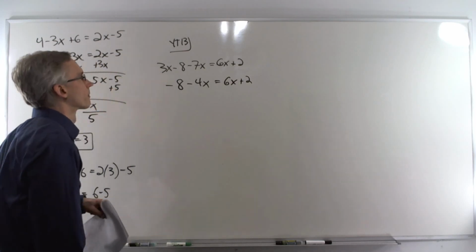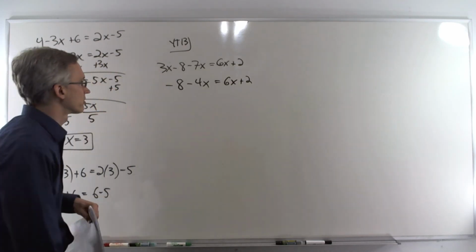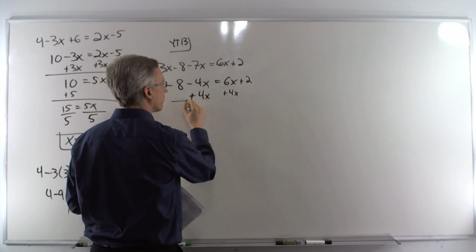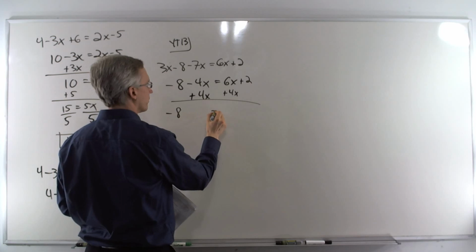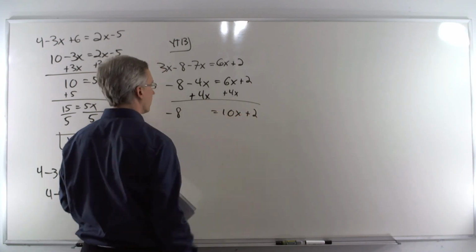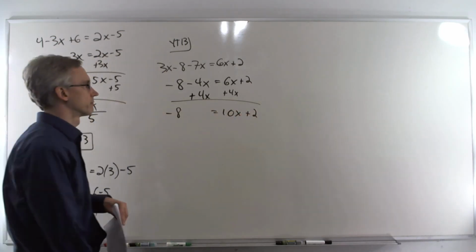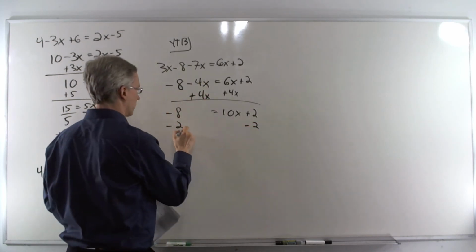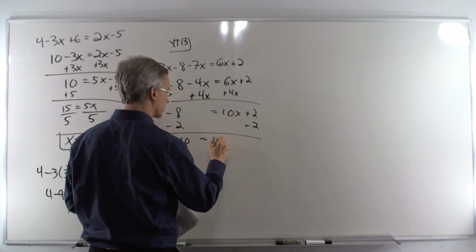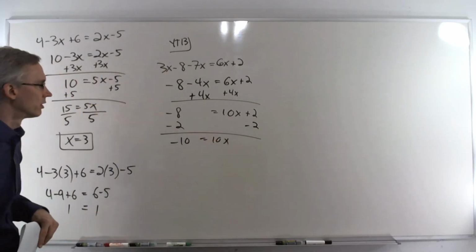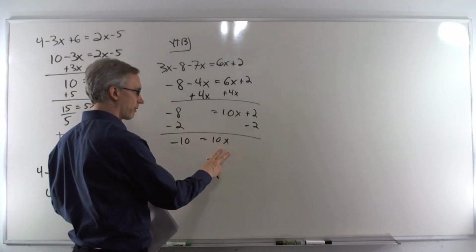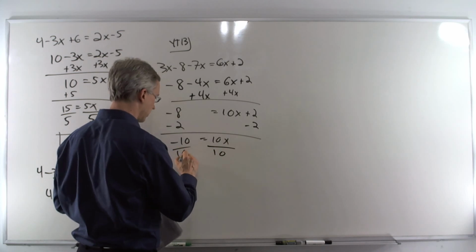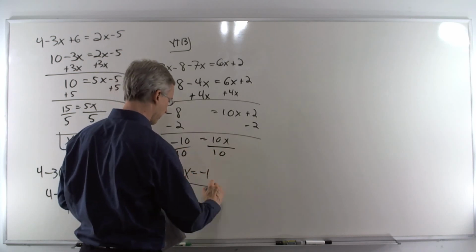All right, now we're going to get all the variables to the right. I'm going to add 4x to both sides. Keep that x term positive if possible. Not necessary, but it's helpful. All right, so now we got negative 8 equals 10x plus 2. So I'm going to subtract 2 from each side. Negative 10 equals 10x. All right, now we have all the numbers to the left, all the variable parts to the right. So all I have to do is get rid of this coefficient now. Divide by 10, we get x equals negative 1.